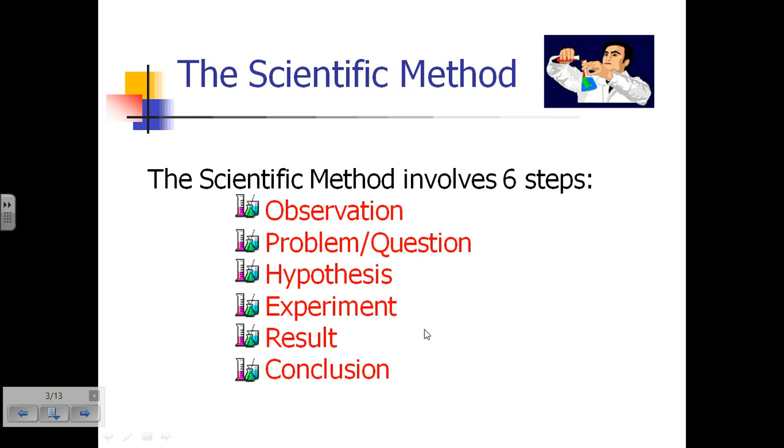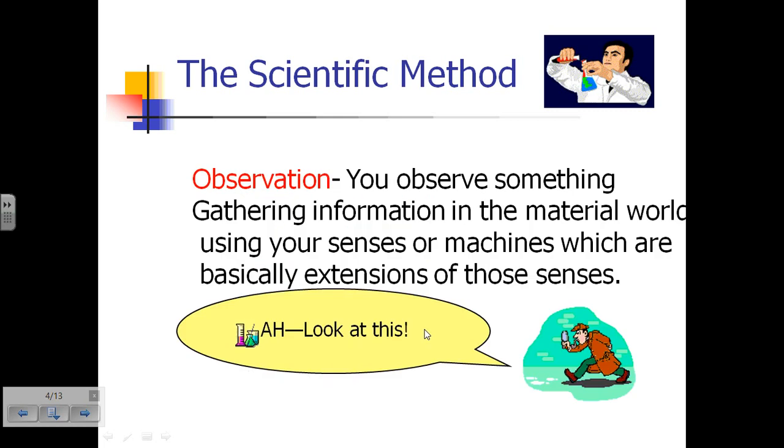Now, for the scientific method, there are 6 steps that are involved that you will need to know about. They include observation, problem or question, hypothesis, experiment, result, and conclusion. Now, the first step in the scientific method is observation. It usually starts with somebody noticing something.